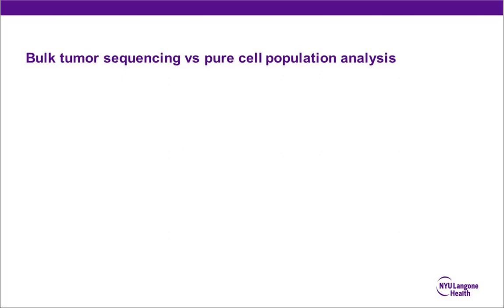So DEPArray technology comes in at a crossroad when you're thinking whether you want to perform bulk tumor sequencing versus pure cell population analysis. And there's no question that a vast majority of laboratories perform simply bulk tumor sequencing because it is easier, simpler, the workflows are very well established, and we know what our limits of detection are. But there is also a point where we need to discuss pure cell population analysis, and this is going to be the topic of today.